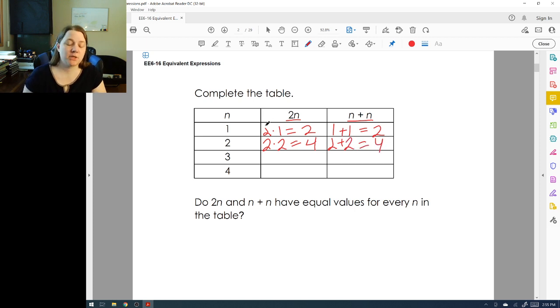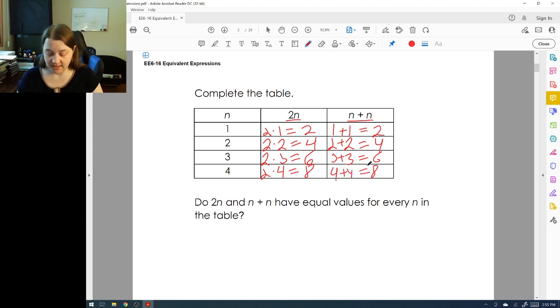If n is 3, 2 times 3 is 6. 3 plus 3 is 6. If n is 4, 2 times 4 is 8. 4 plus 4 is 8.